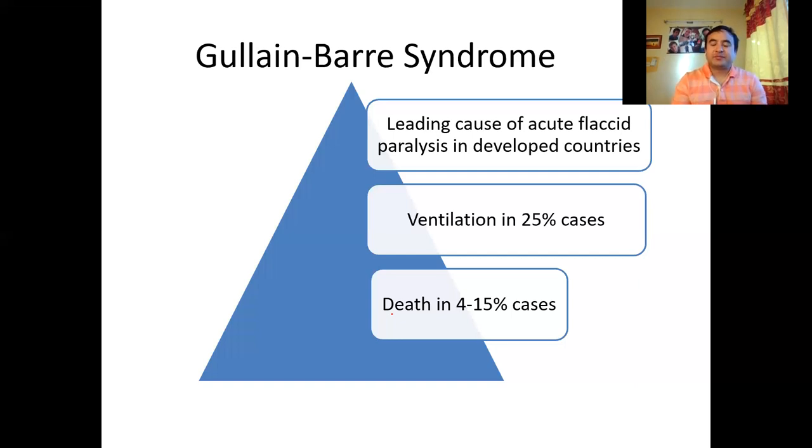On ABG, there was a raised PCO2 level, signifying that the patient had diaphragmatic palsy at that time. We started IVIG, as it is the drug of choice for this condition. Later on, we intubated the patient, but because of the autonomic dysfunction, we could not salvage him. So this is one of the sad stories, but all of us can understand something about GBS from the sad story of our patient.